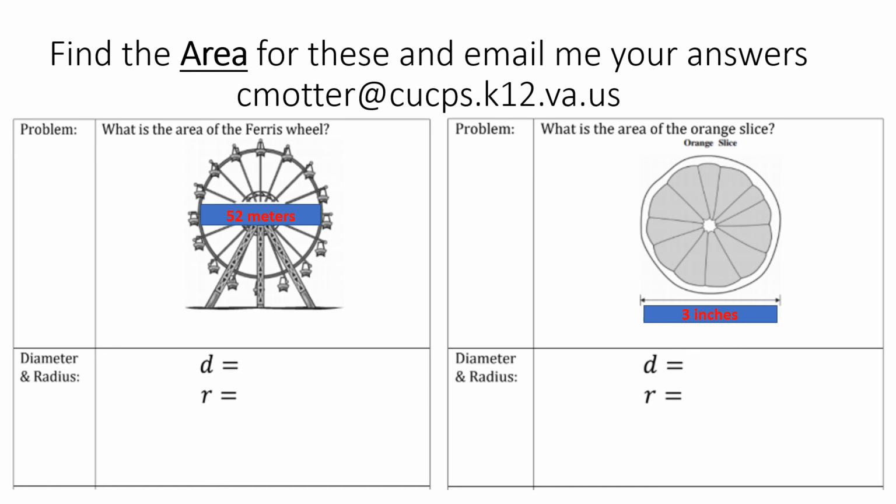So just like the previous problem, go ahead and find your diameter. It was 52 meters. Figure out your radius, cut your diameter in half, and then plug those into your formula. What was it again? Area equals pi r squared. Again, rewind the video and go back and write it down somewhere so you don't forget it.